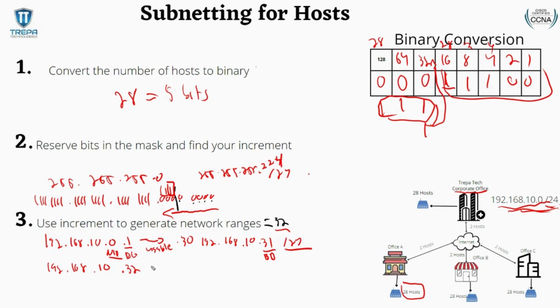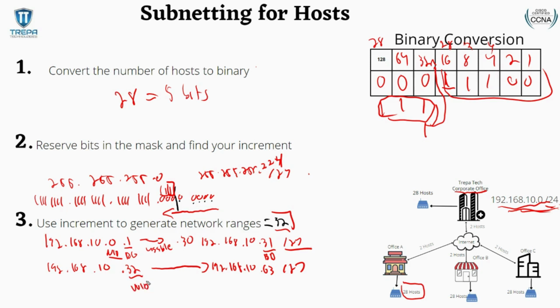So now we come down here. We see that the Trepa Tech corporate office was already using these 32 addresses here. They already have this section of our network. They have that subnet. So we're going to add our network range or our increment, which is 32, to 32, which is going to equal 64. Okay, I know. Networking math is weird. And that's a /27.